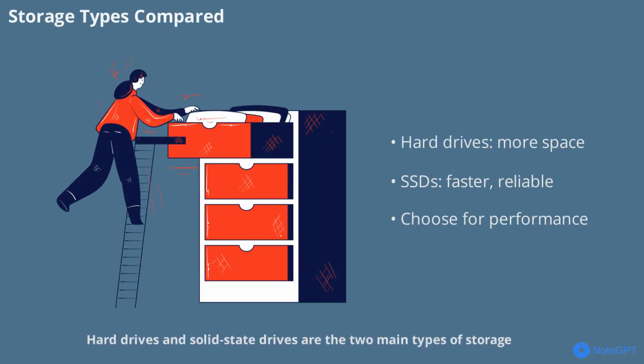Hard drives and solid-state drives are the two main types of storage. Hard drives are cheaper and offer more space, but they're slower. Solid-state drives are faster and more reliable, making them ideal for modern computers. Choosing the right storage can make a big difference in performance.